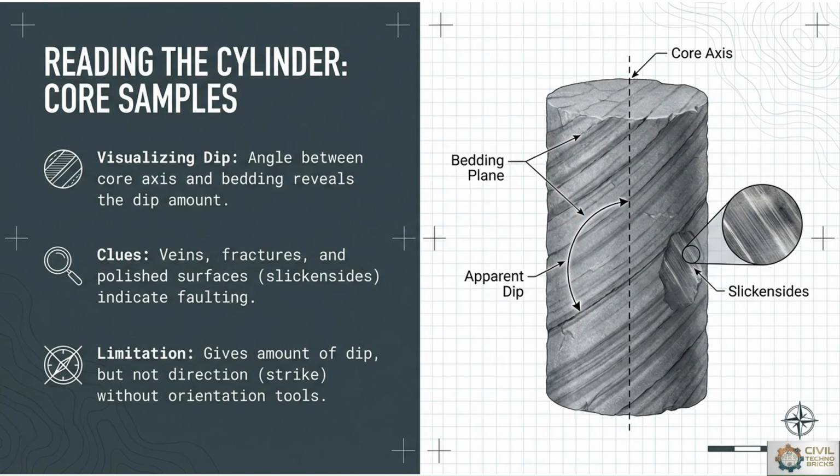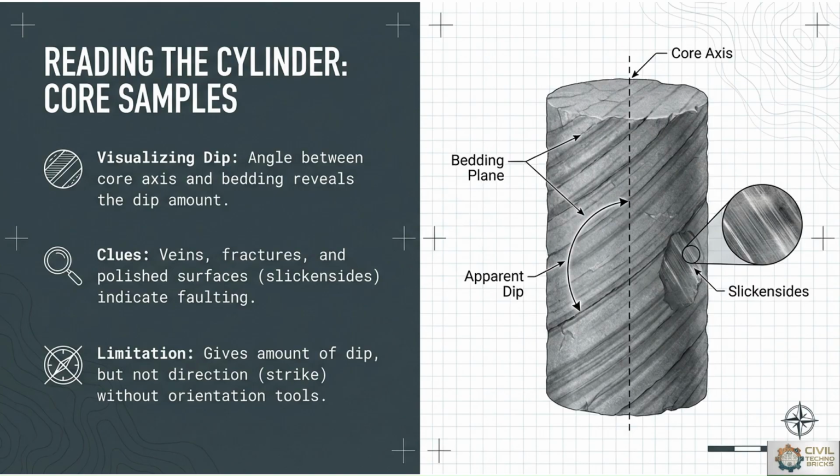So, soil and rock samples are collected from boreholes and excavation pits for laboratory testing. Disturbed samples are mainly used for classification and index property determination. Undisturbed samples maintain natural structure and are required for strength and compressibility tests. Accurate sampling procedures are extremely important because poor quality samples may lead to incorrect engineering decisions based on that core axis, bedding planes, apparent dip, slickensides.